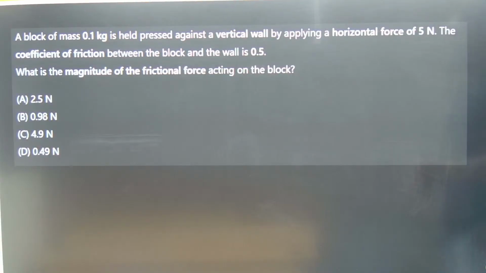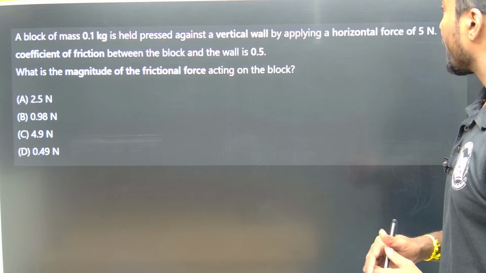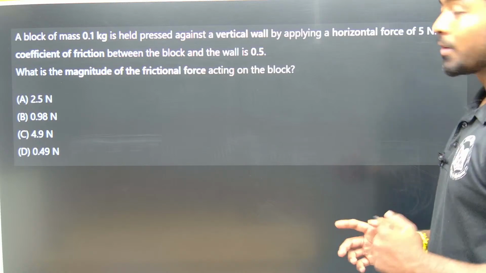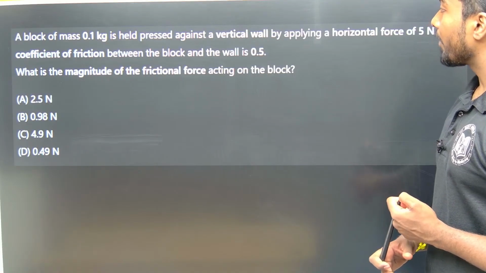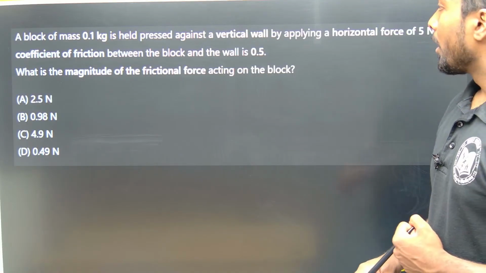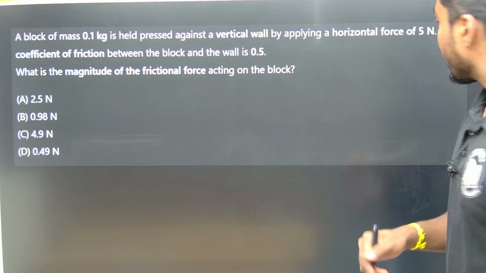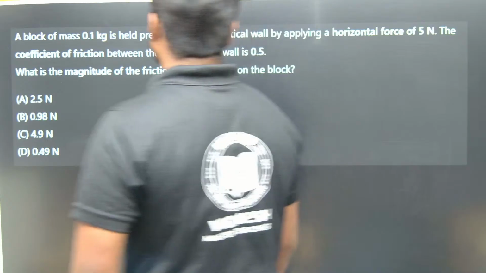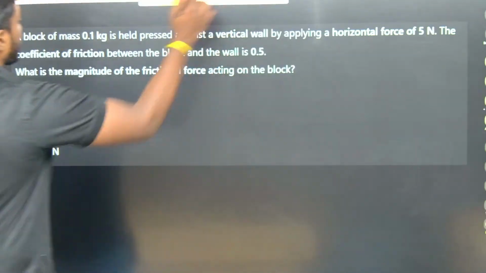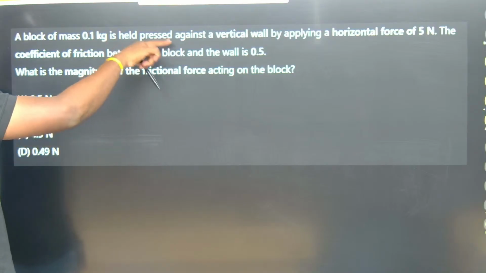A block of mass 0.1 kg is held pressed against a vertical wall by applying a horizontal force of 5 Newton. The coefficient of friction between the block and the wall is 0.5. What is the magnitude of frictional force acting on the block? First we will write the given terms here. So block of mass 0.1 kg held pressed against a vertical wall.